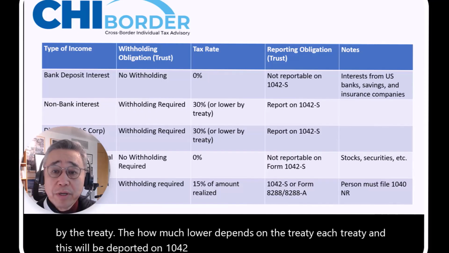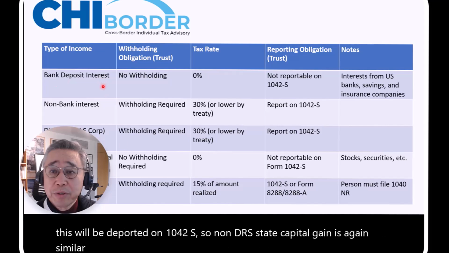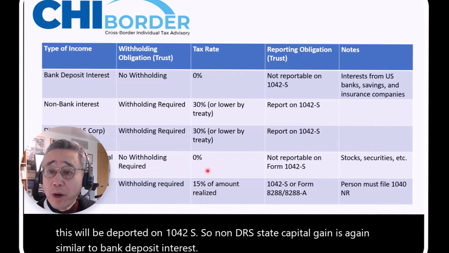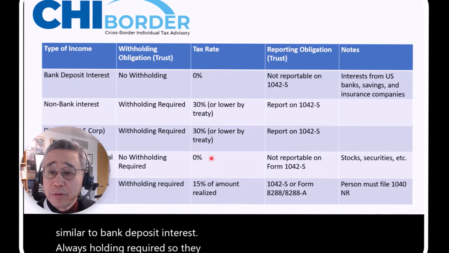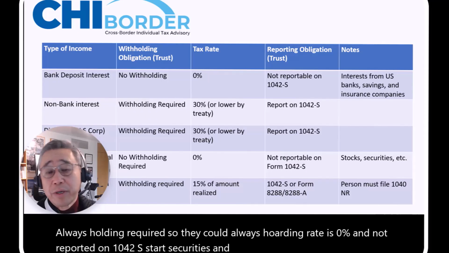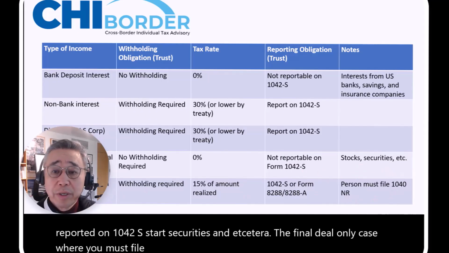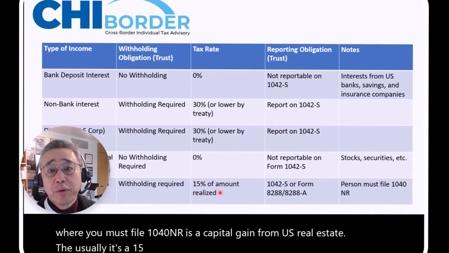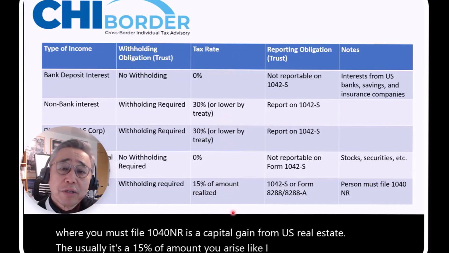Non-real estate capital gain is again similar to bank deposit interest: no withholding required, so the withholding rate is 0% and it's not reported on 1042-S. That covers stocks, securities, etc. Finally, the only case where you must file 1040-NR is capital gain from U.S. real estate. Usually it's 15% of the amount realized. Like I said, there are always exceptions.